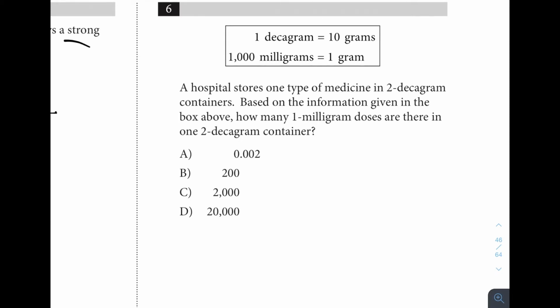A hospital stores one type of medicine in a 2-decagram container. Based on the information given in the box above, how many 1 milligram doses are there in one 2-decagram container? Using this table up here, we can figure out that 2 decagrams is going to be equal to 20 grams, because you're just multiplying each one by 2.